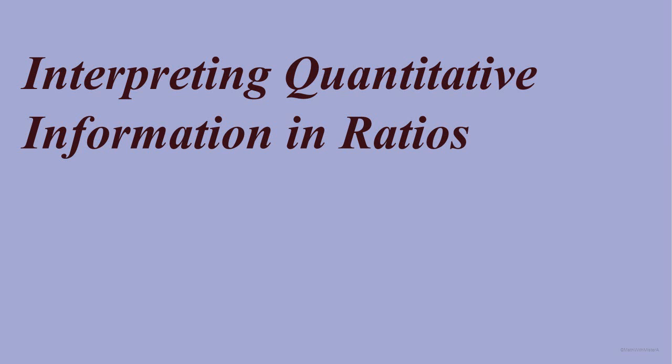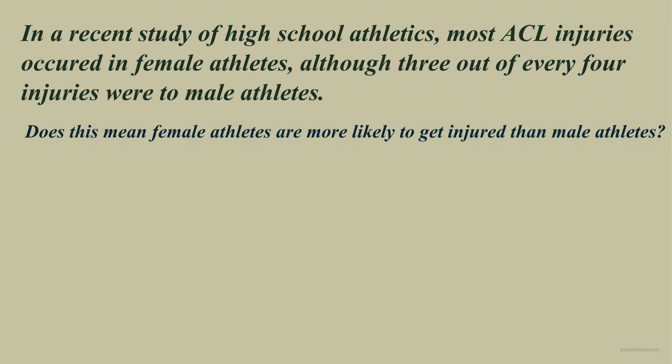In this video, we will evaluate a statement that has some quantitative information. In a recent study of high school athletics, most ACL injuries occurred in female athletes, although 3 out of every 4 injuries were to male athletes. Does this mean female athletes are more likely to get injured than male athletes, or the opposite?